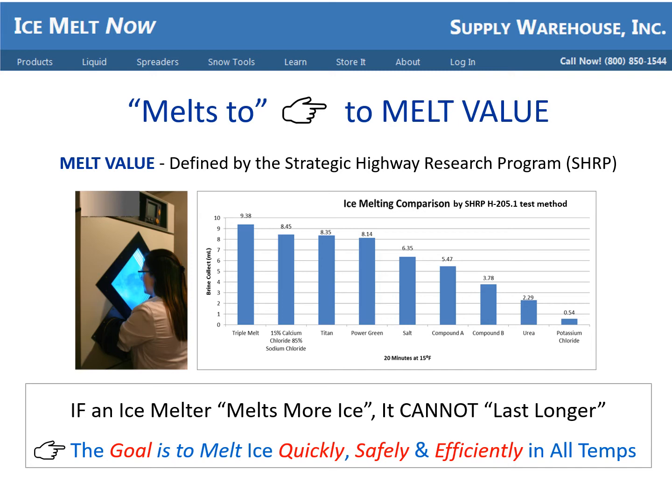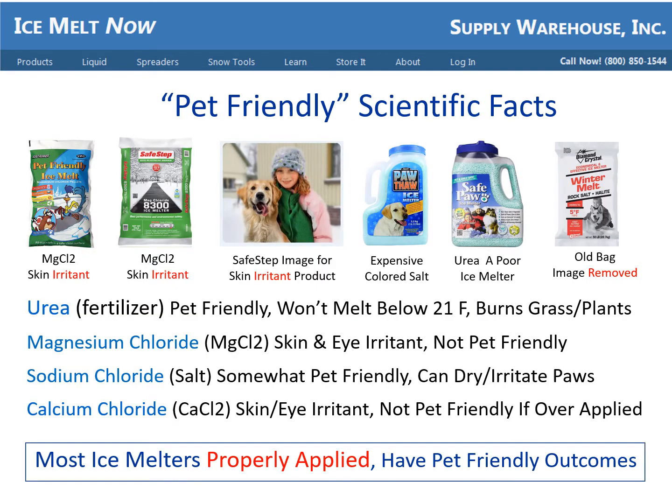Think about having to de-ice hundreds of miles of highway. The SHRP method measures how much ice a compound melts in a specific time in order to compare the values of compounds. This is called the melt value. We pick the products with the best melt values for you. The goal here is to help you melt more ice quickly, safely, effectively, and efficiently in all temperatures.